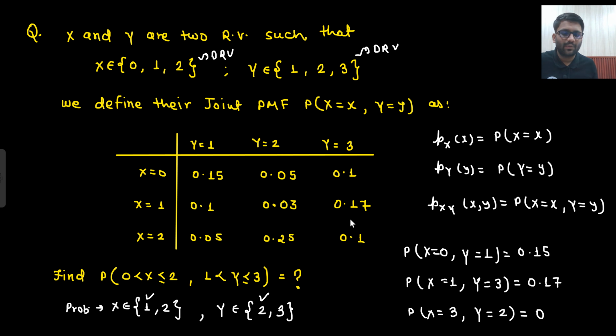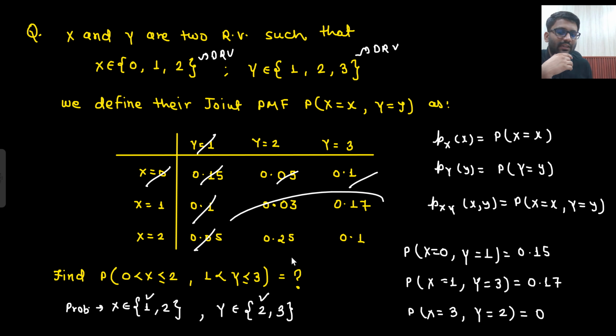Right? So by this table as well you could solve this problem, no? What did you understand from here? That x can take value 1, 2, and y can take value 2, 3. That means y cannot take value 1, and x cannot take value 0. This is the condition. So x cannot take value 0, that means all these will not come. And y cannot take value 1, that means this will not come. So only these will come.